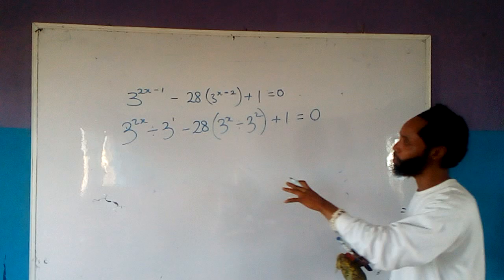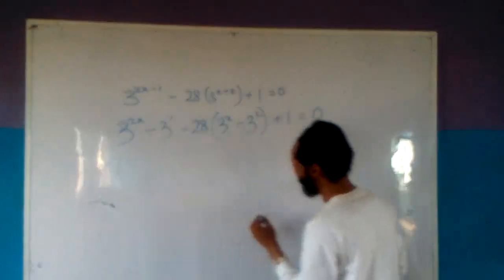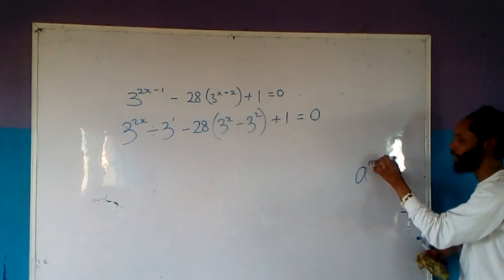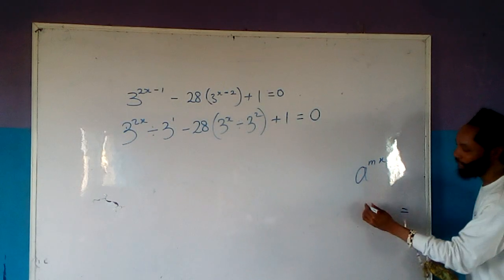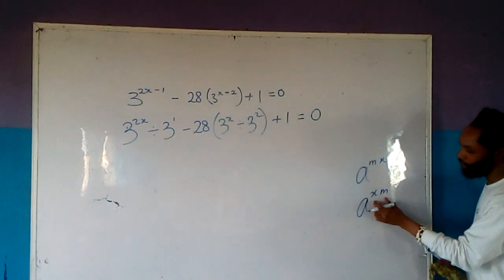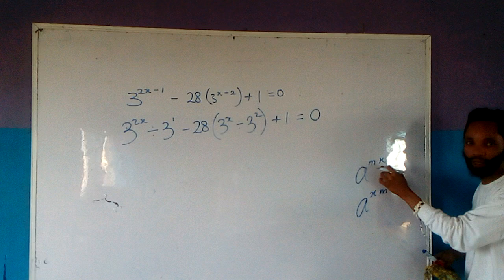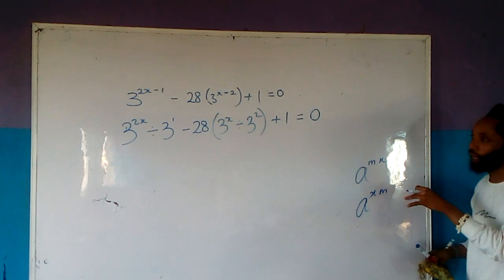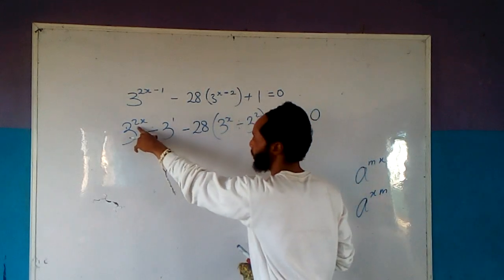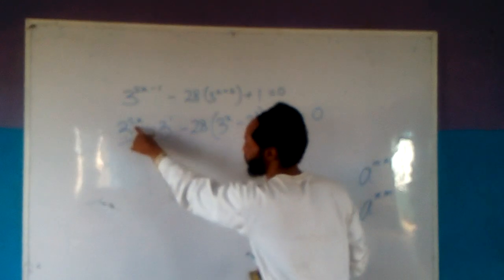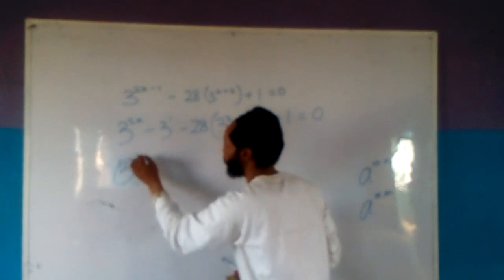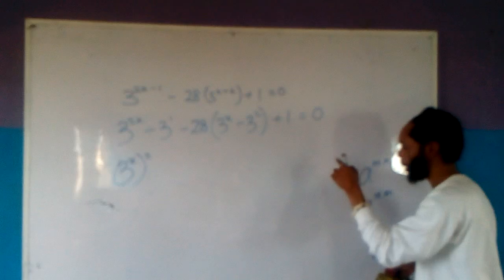Now, one thing I want us to remember is that if I say a raised to power nx, I could rewrite this as a raised to power x times n. If I change the arrangement of this power, it doesn't really matter. I'm going to do that for a reason, because of this case. I'm going to change this to 3 raised to power x, whole squared.